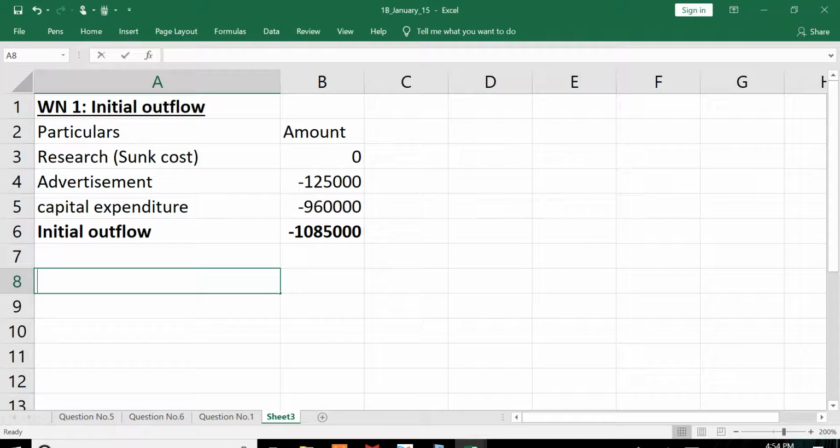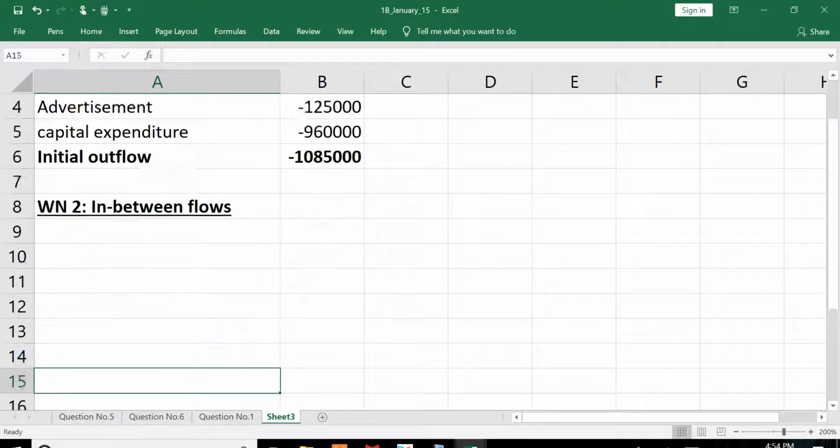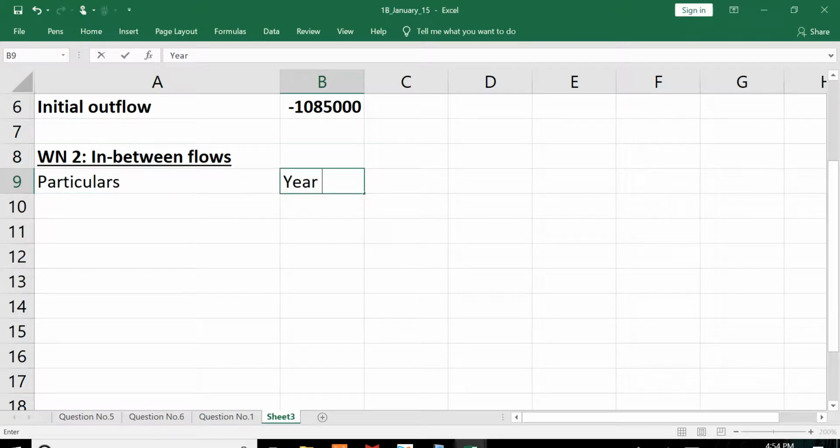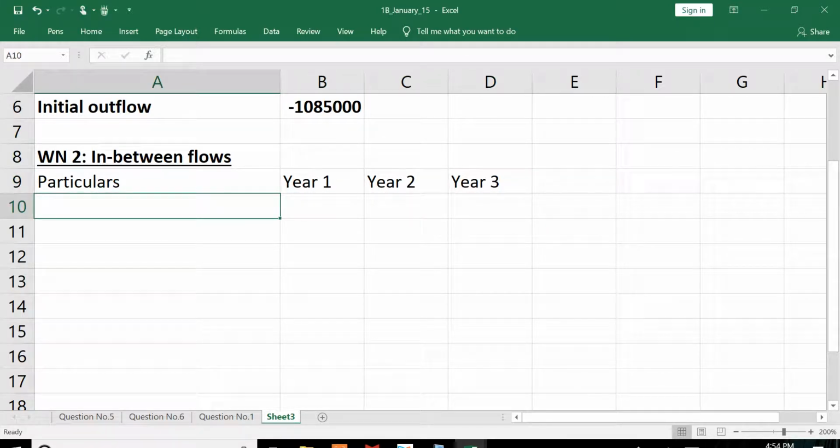Any doubts on 10,85,000? Working note 2, in between flows. Particulars in 3 years. Okay, listen. I'm going to do the calculation in the normal manner. Let me not worry about uniform, end of year, all this. All this will come later on. Let me first get the cash flow and then I'll see what is uniform, what is end of year. First revenues.